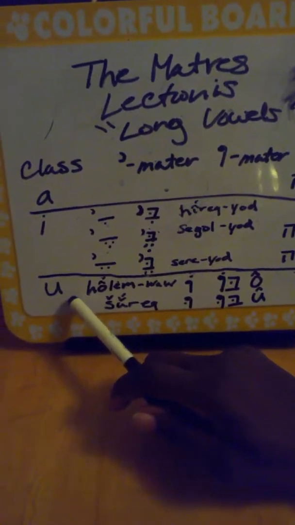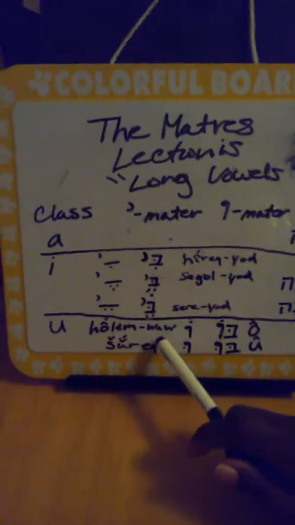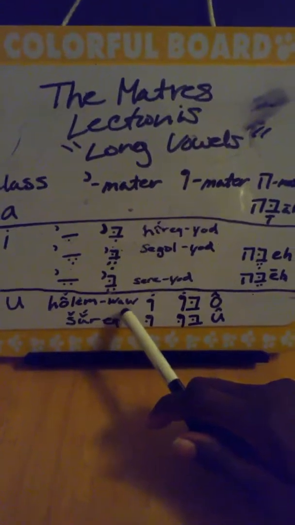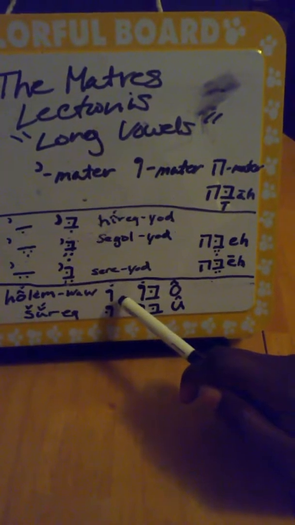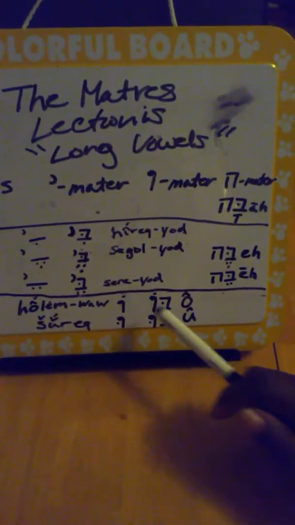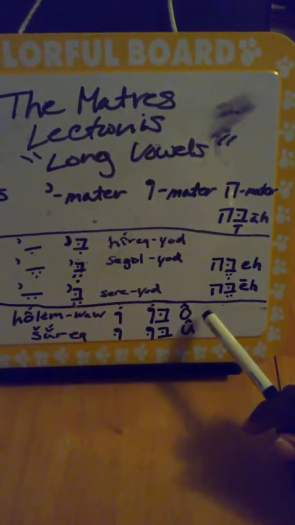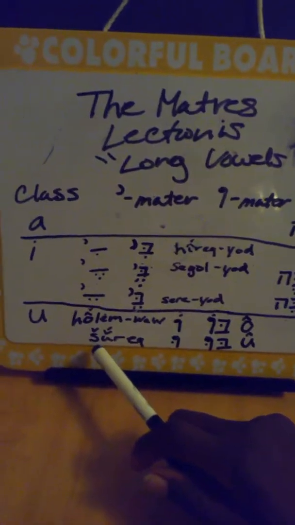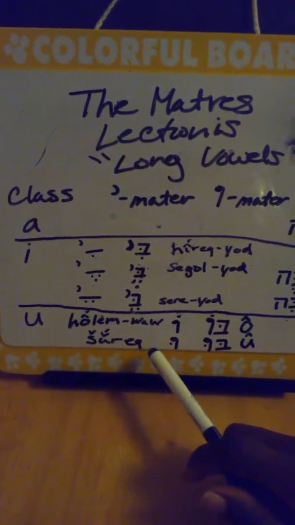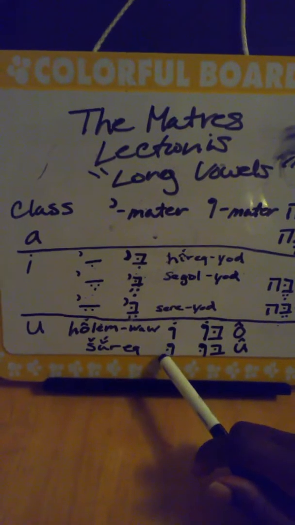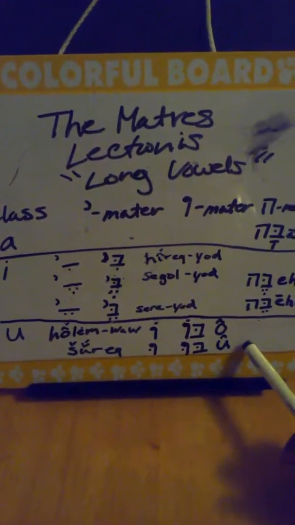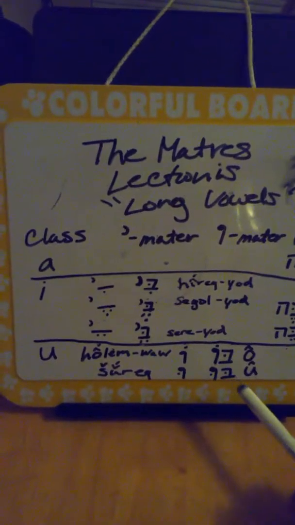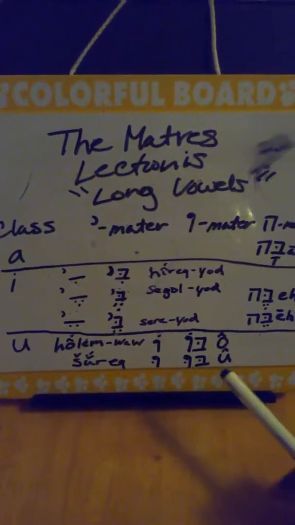And then I have a what? A U-class vowel, which is a holam vav. Notice the vav is also transliterated with w, but it's really vav. And that would be a vav with a dot over it, which would make the long oh sound, right? And also I have a shureq, and that would be a dot in front of the vav, which would give me the long oo sound. So that would be bo and boo, okay?